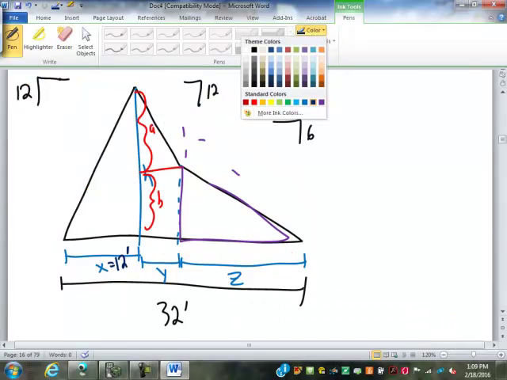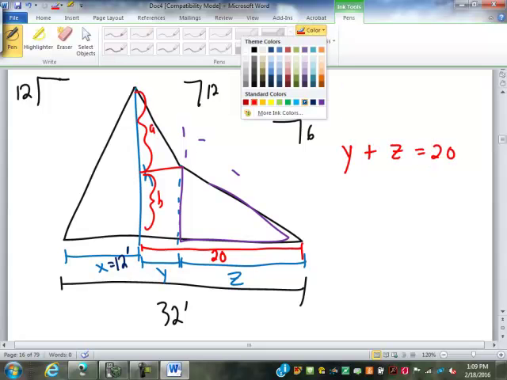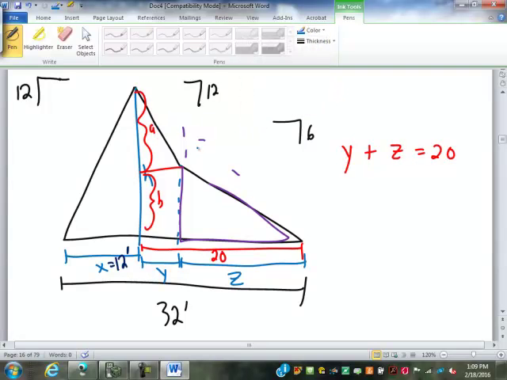Okay, so what we have here, we know that this here adds up to how much? That adds up to 20. 32 minus the 12 gives us 20 there. So y plus z equals 20. Now here we already figured out that y equals a, correct? Yeah. And here we already figured out that z equals 2b, correct?